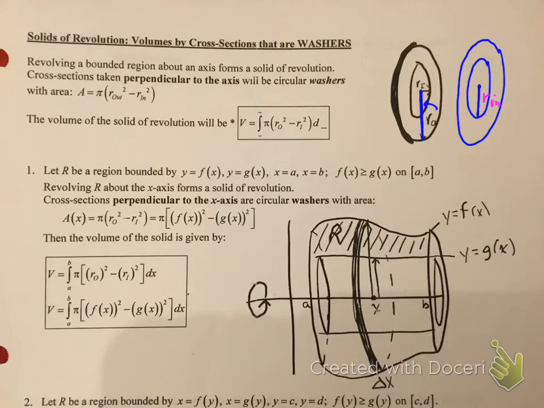All right, guys, so this is 6.1 part 2, and we're looking at solids of revolution, volume by cross-sections that are washers.